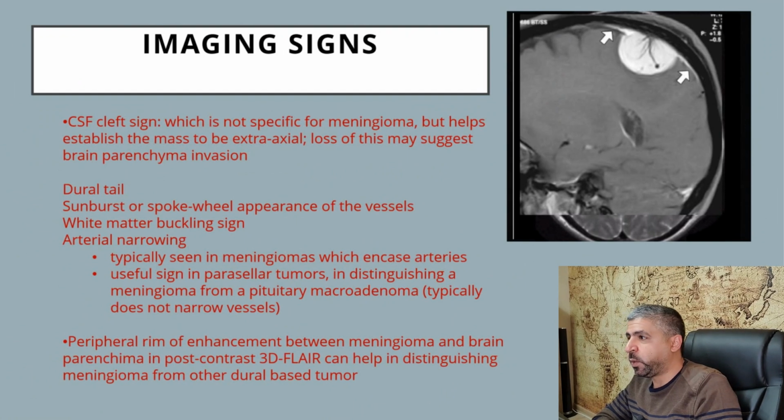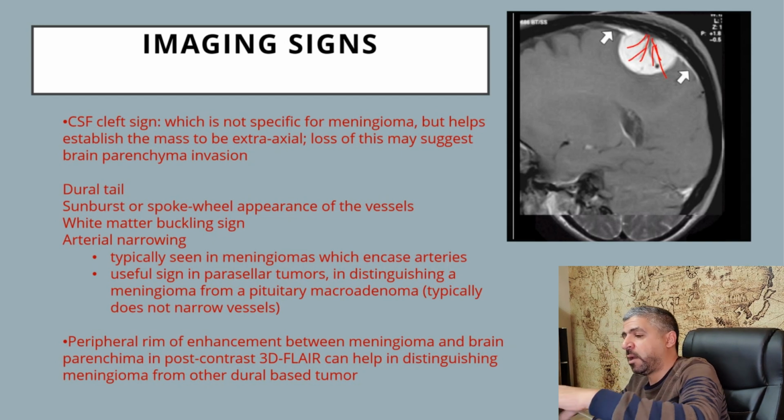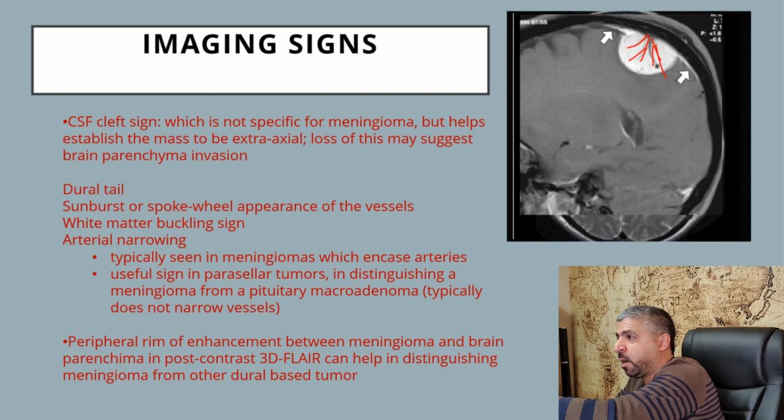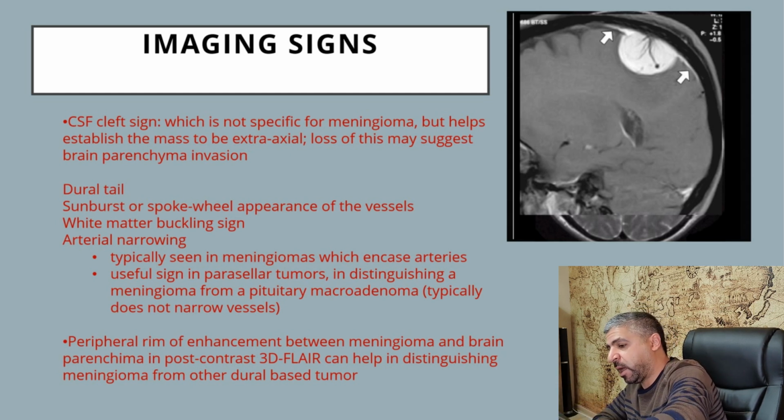Other signs that we can see here are the sunburst or spoke wheel appearance. You can see the feeding vessels just going like that, like the sunburst pattern, which is also a feature of meningioma. And you can see also what's called the white matter buckling sign. You can see the white matter here is buckled. We'll see a lot of examples in the coming slides.